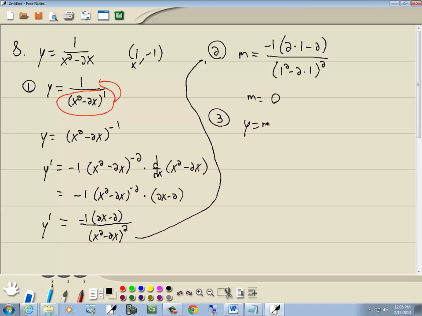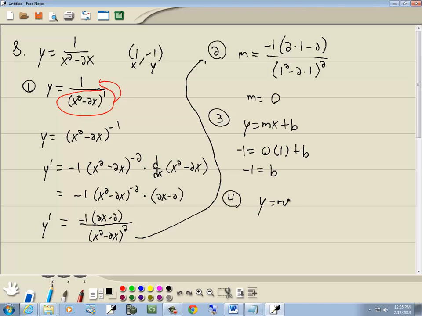Well, step 3. Plug in the given point for x and y. This is your x and this is your y. And plug in the m you found in step 2. So we're going to have negative 1 is equal to 0 times 1 plus b, and then solve for b. Well, 0 times 1 drops away, so this one's fairly simple. We got b is equal to negative 1.